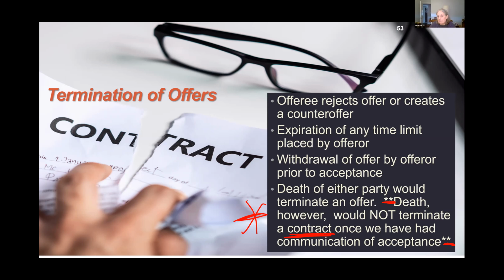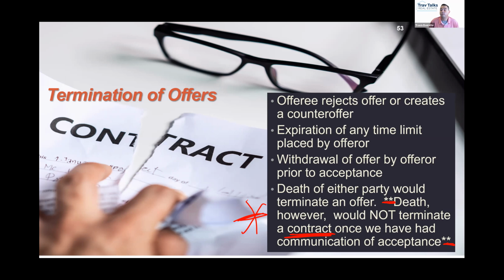Now, what happens if the realtor dies? Nothing. If the individual agent dies, absolutely nothing, because the listing agreement and buyer agency agreement was with the firm. So the sales contract would survive.